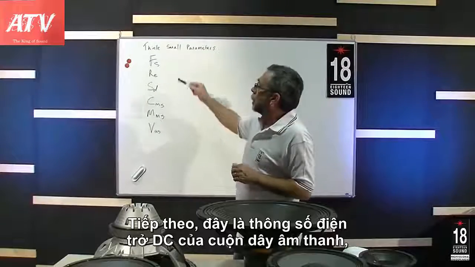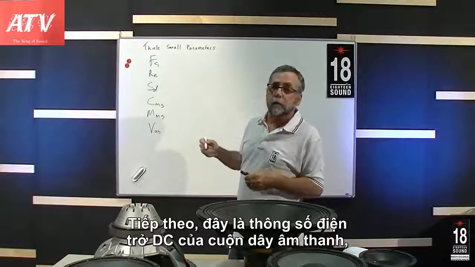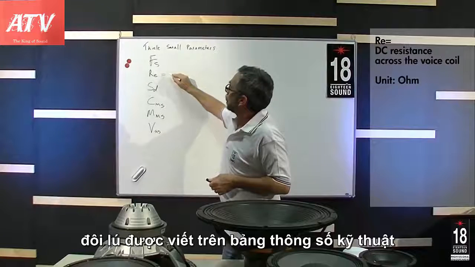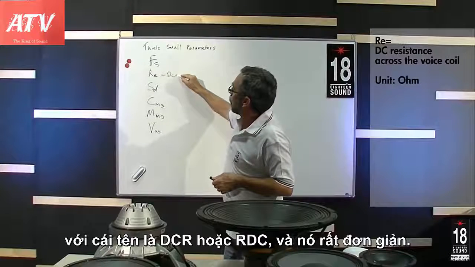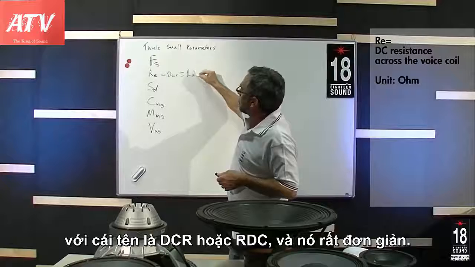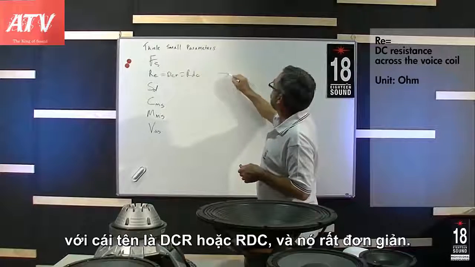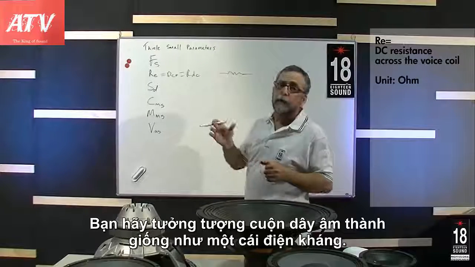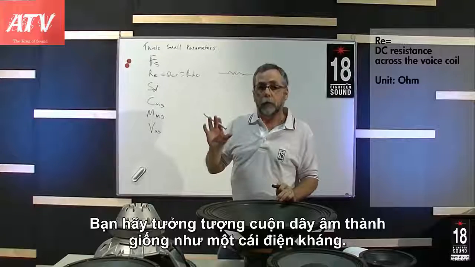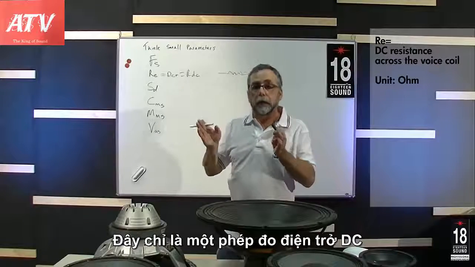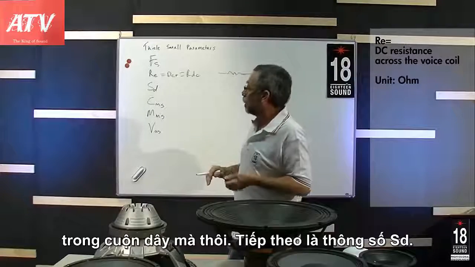Next is RE. This is the DC resistance of the voice coil. It is sometimes written on a spec sheet as DCR or RDC, and it is simply thinking of the voice coil as a resistor. It's just a measurement of the DC resistance across the coil.